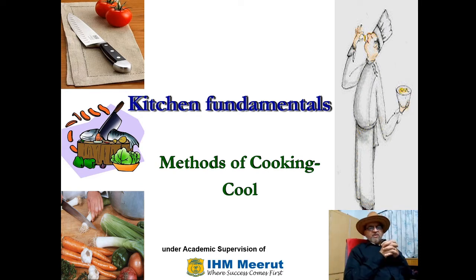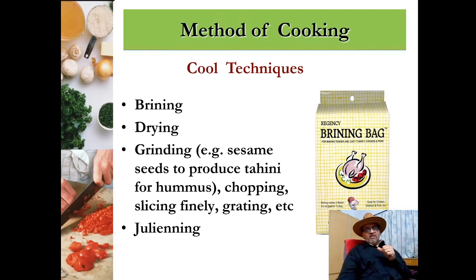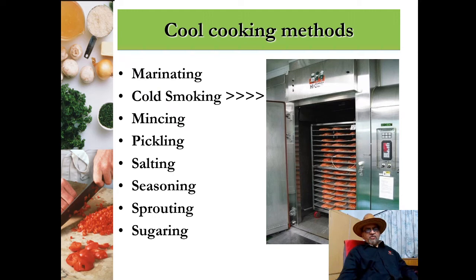Having done the recap, we would now like to start the topic of the day, which is methods of cooking. So here we have categorized methods of cooking into two types broadly, cool and hot. Cool methods: brining, drying, grinding, for example, sesame seeds to produce tahini for hummus, chopping, slicing finely, grating, julienning, marinating, cold smoking, mincing, pickling, salting, seasoning, sprouting, sugaring. All these methods are cold methods. They don't require the use of heat and they're all cooking methods.